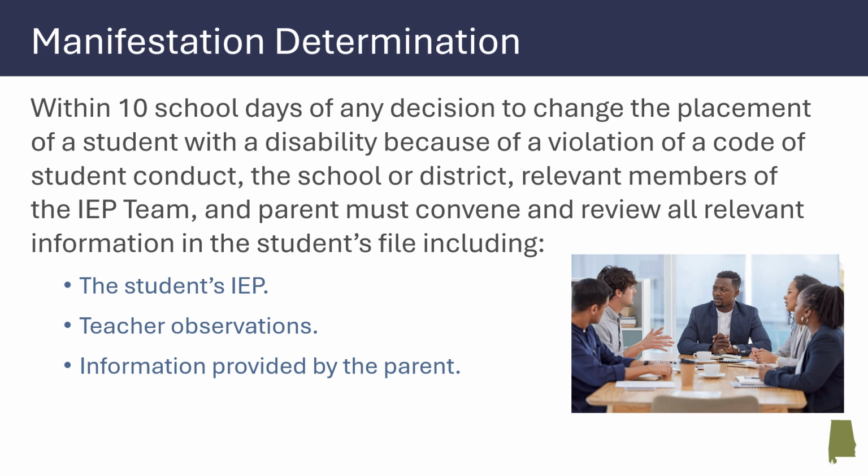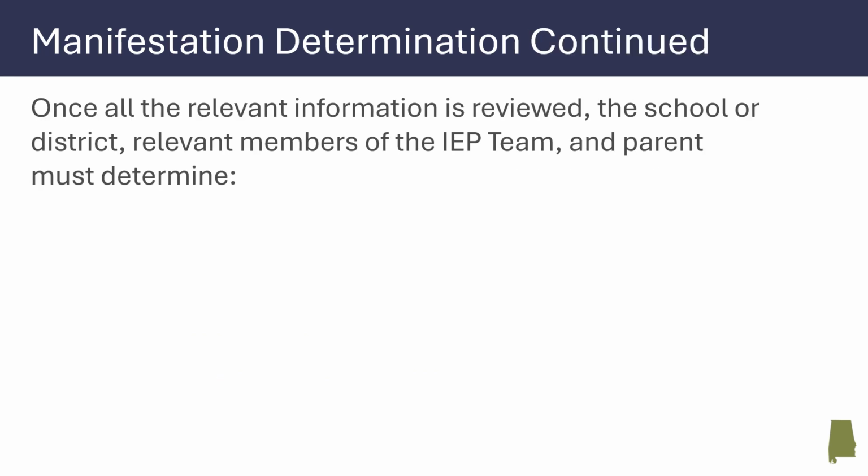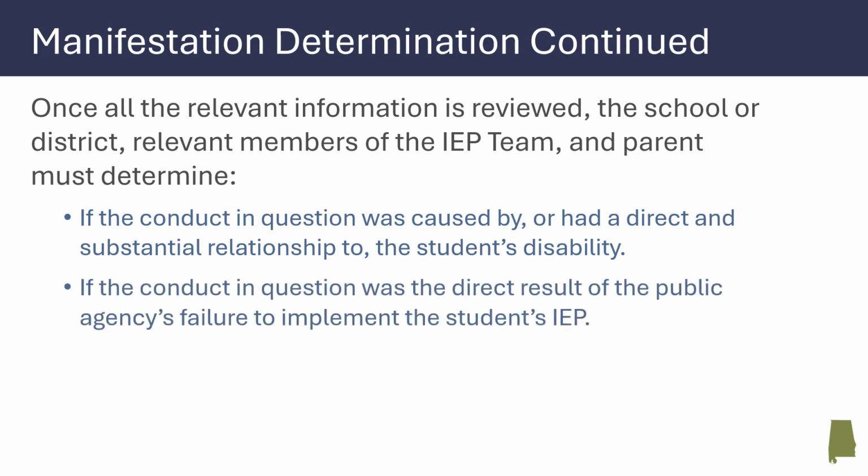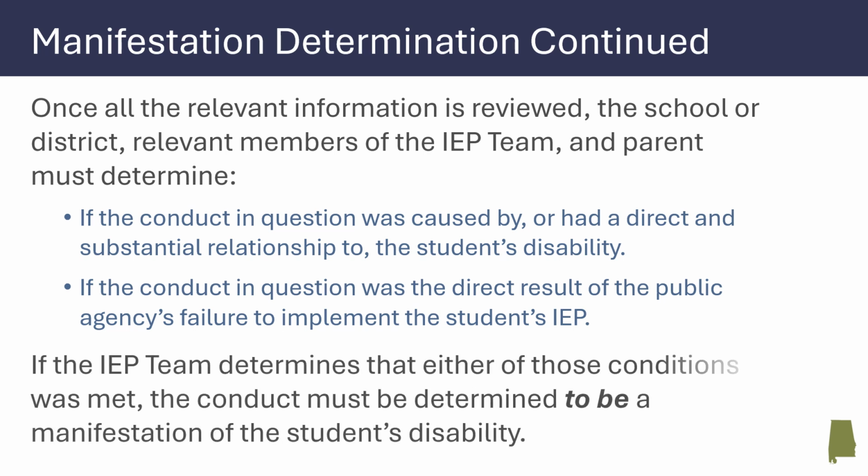Once all the relevant information is reviewed, the school or district, relevant members of the IEP team, and parent must determine if the conduct in question was caused by or had a direct and substantial relationship to the student's disability, and if the conduct in question was the direct result of the public agency's failure to implement the student's IEP. If the IEP team determines that either of those conditions was met, the conduct must be determined to be a manifestation of the student's disability.